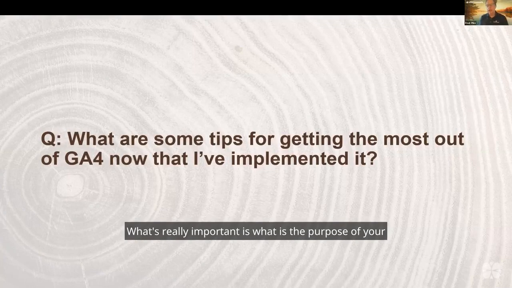What's really important is what is the purpose of your website, and that's going to tell you how you can get the most out of GA4.